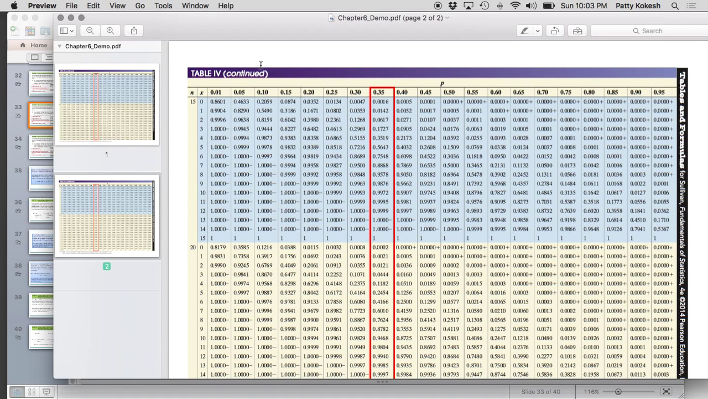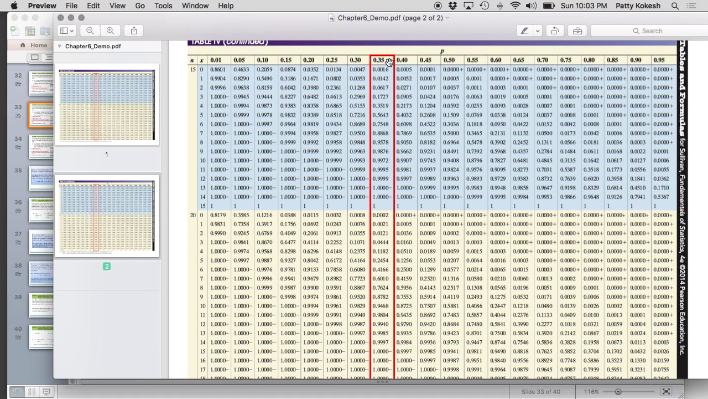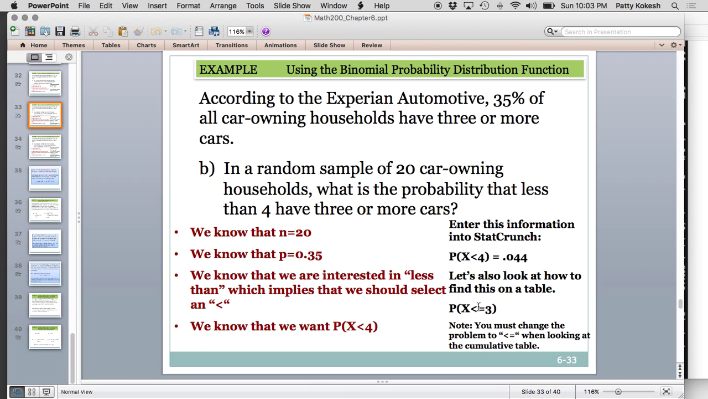What it gives you is basically all of the cumulative values from whatever value you start at to whatever value you're looking at. Again here, I've highlighted where the 0.35 is. I have n equals 20. What I want is the probability that x is less than 4. Since I'm talking about a discrete probability distribution function where it can only take on whole values, meaning I can't have half of a household, I know that I need x to be less than or equal to 3.